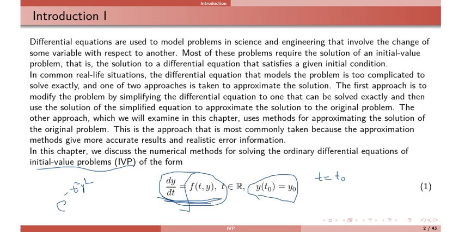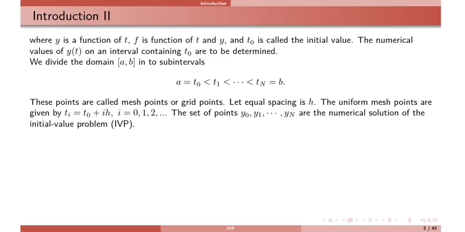To solve the integral, we divide the domain into small points as we did in numerical integration. So the starting point is t naught. Let us say this is A. Then take t1, then t2, and so on. So divide the domain into a discrete set of points, and these points are called mesh or grid points. And for simplicity, you can take equal gap, which is h.